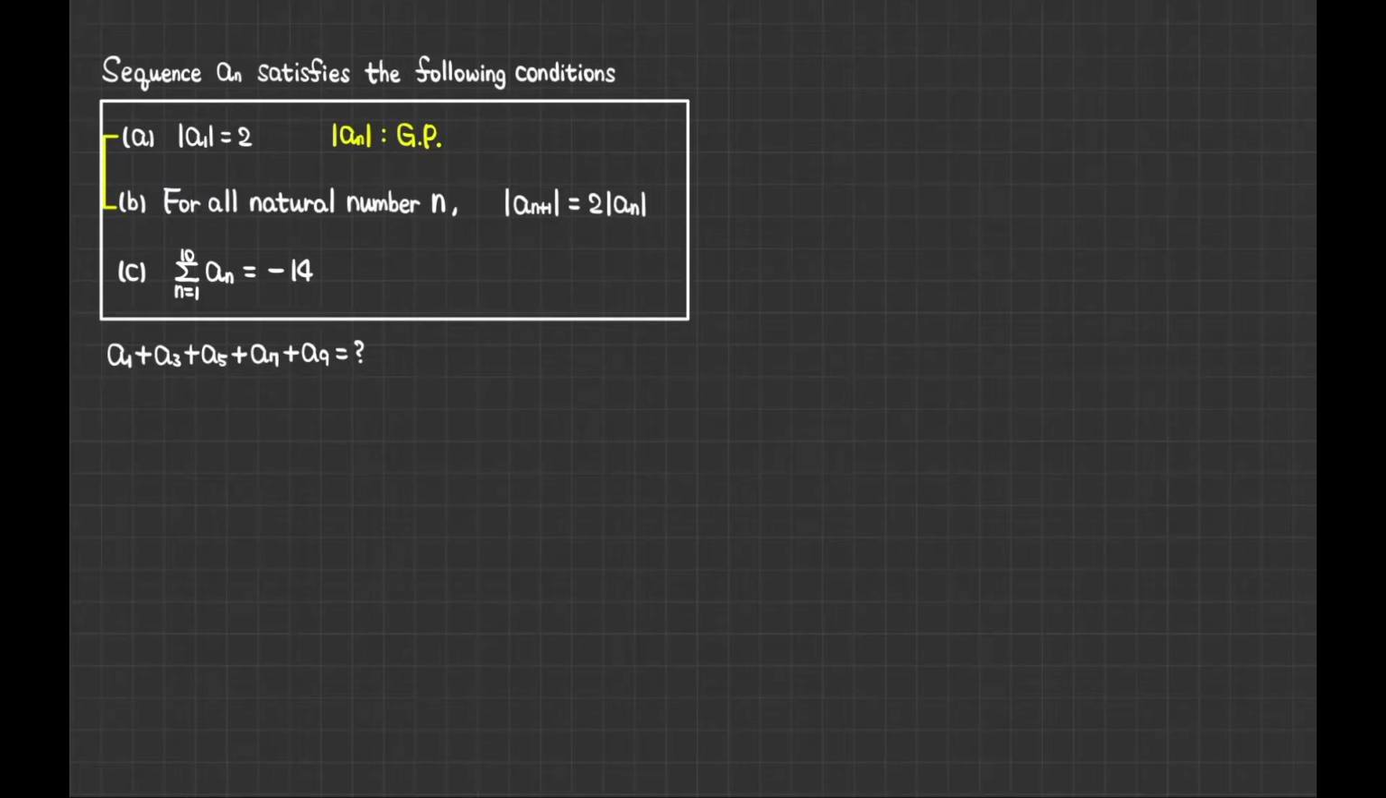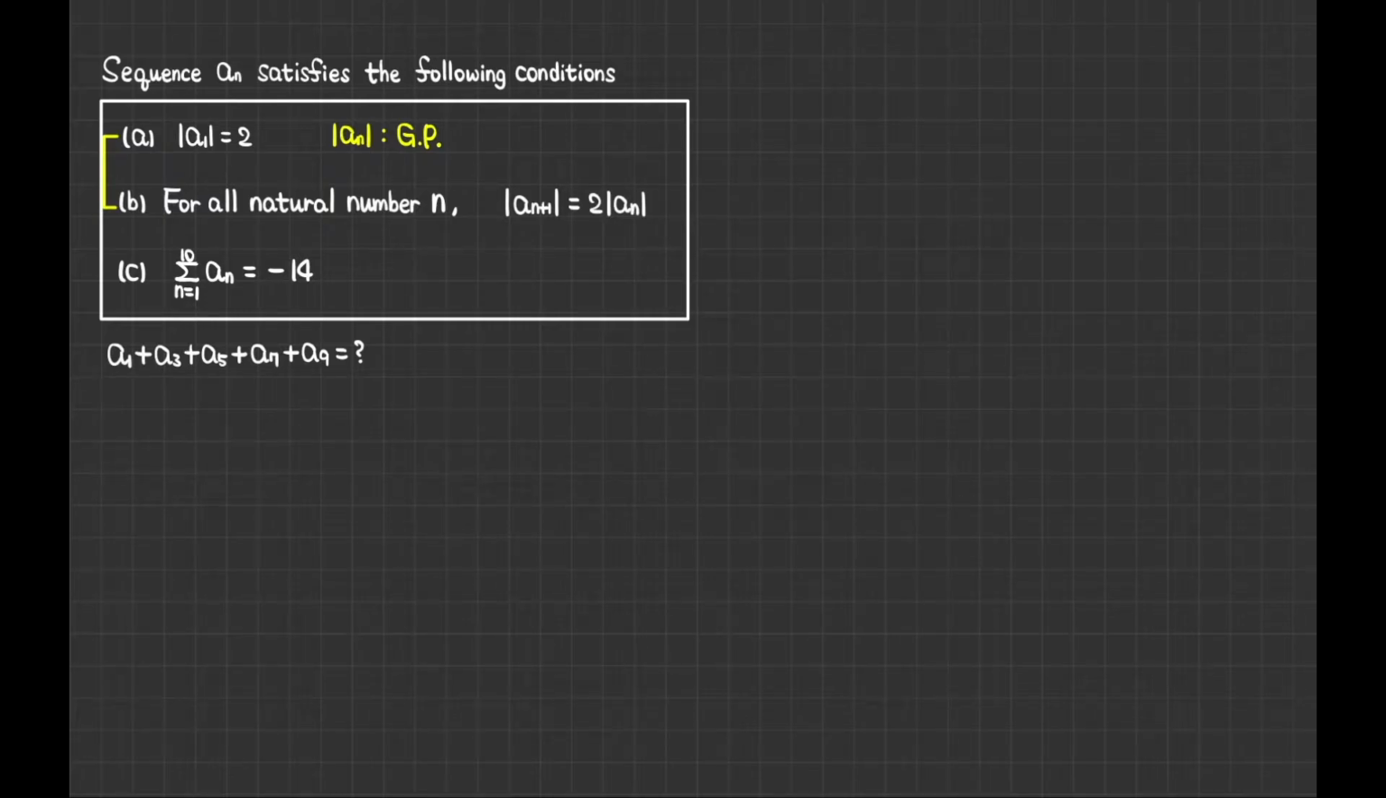And the C condition is giving you, without the abs, just the an, you're adding up 1 to 10, and the sum of that should be negative 14. So satisfying all those conditions, you need to get what a1 plus a3 plus a5 plus a7 plus a9 is, okay? So you can basically see that the C condition is giving you the first term to the 10th term, and the problem is also asking you the sum of the odd terms, right? So we're only going to care about the first term to the 10th term, okay?